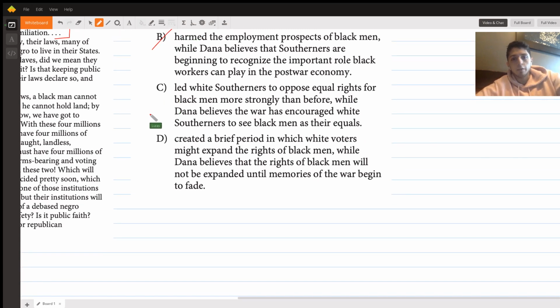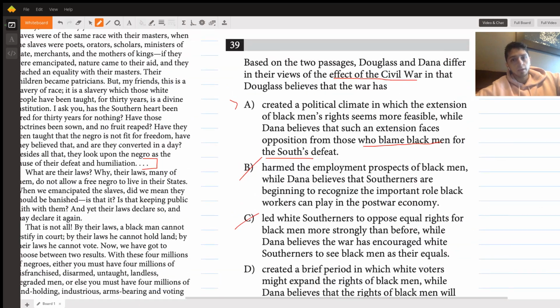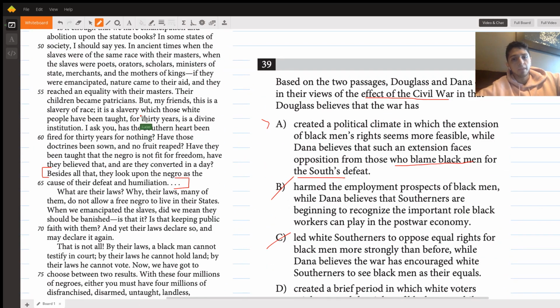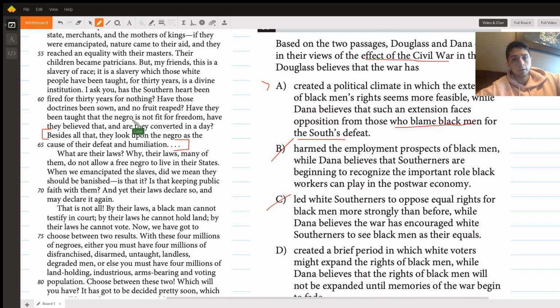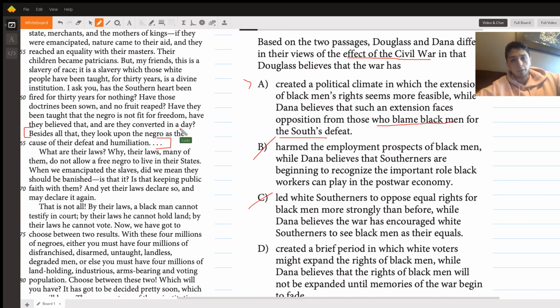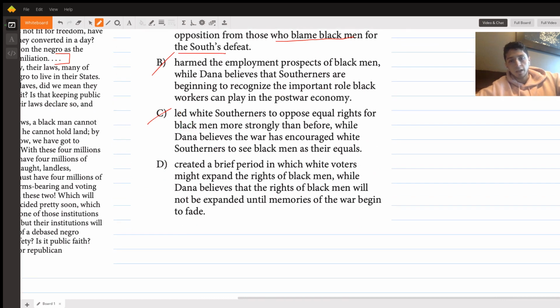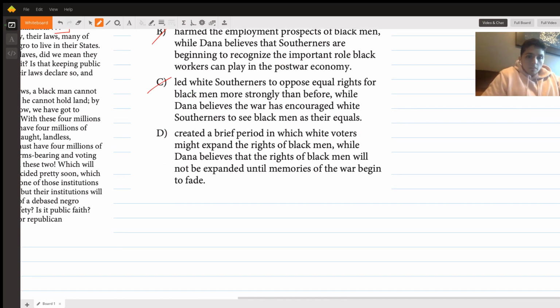C says that Dana believes the war has encouraged white Southerners to see Black men as equal. Again, this is totally against the point Dana makes elsewhere in the passage. He thinks they still see them as inferior. They've been taught that the Negro is not fit for freedom, and had they been converted in a day. So no, they don't think they're equal. And D says that Dana believes that the rights of Black men will not be expanded until memories of the war begin to fade.